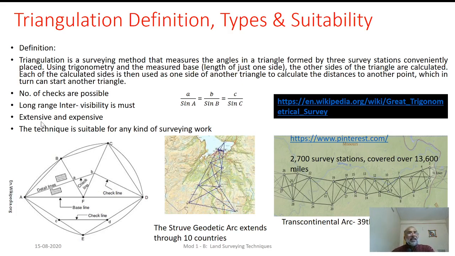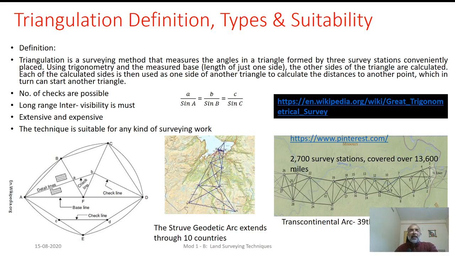As such, the works are extensive, as huge areas are being covered, as refined equipment is used, and skilled people are involved in such work, and the accuracy and precision required is very high. The work as such is very expensive. This technique can be suitable for any kind of surveying work. For example, we can think of some small area which is divided into a number of triangles, and accordingly we can go for this triangulation work.